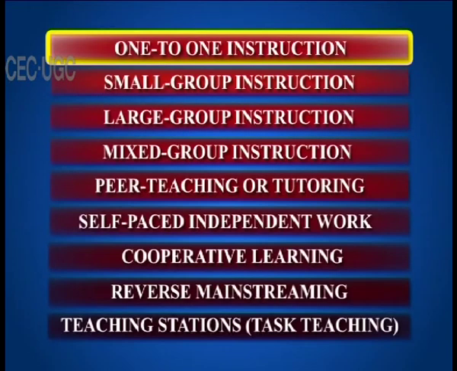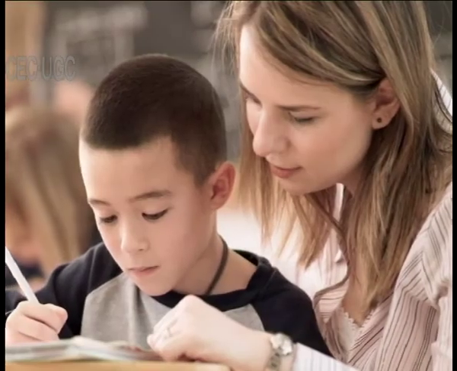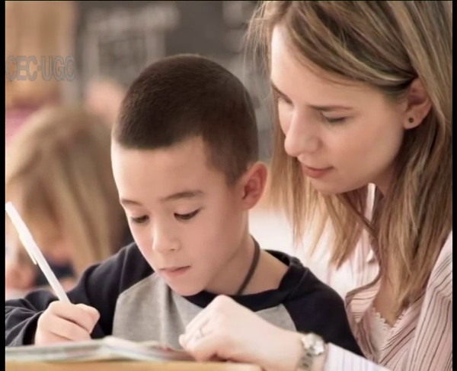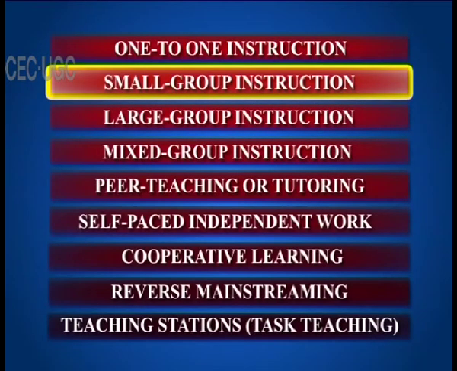Number 1, one-to-one instruction. To promote acquisition, maintenance, and generalization of skills, students receiving adapted physical education sometimes require a 1:1 student to teacher ratio. An approach to one-to-one instruction that is extremely successful in teaching students with more severe unique needs is an instructional episode. Number 2, small group instruction.